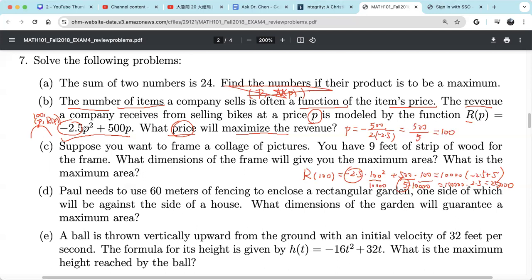The revenue function is given. It's a quadratic function, and the leading coefficient is negative 2.5. So the graph of this function is a downward parabola. In a downward parabola, the vertex is the maximum.